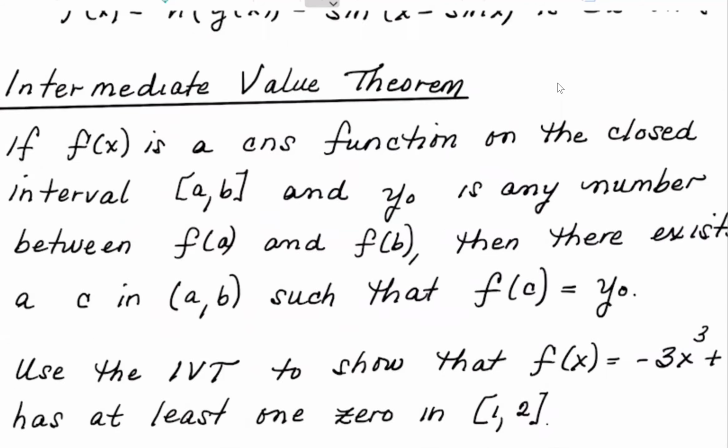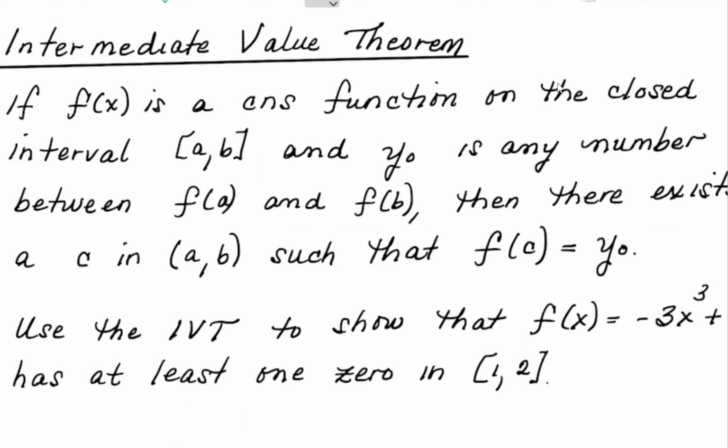Lastly, we want to look at the intermediate value theorem. If f of x is a continuous function on the closed interval ab, and y naught is any number between f of a and f of b, then there exists a c in the interval ab such that f of c must equal the value of y naught. So let's use the intermediate value theorem to show that this function f of x equal to minus 3x cubed plus 9 has at least one zero in the interval 1, 2.